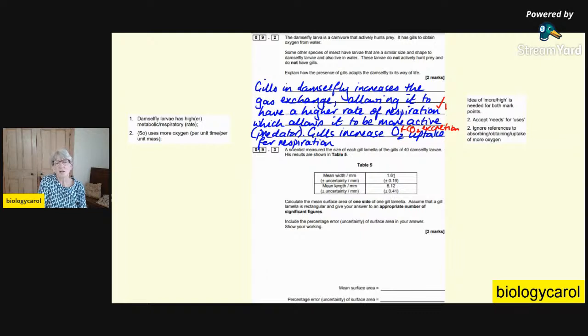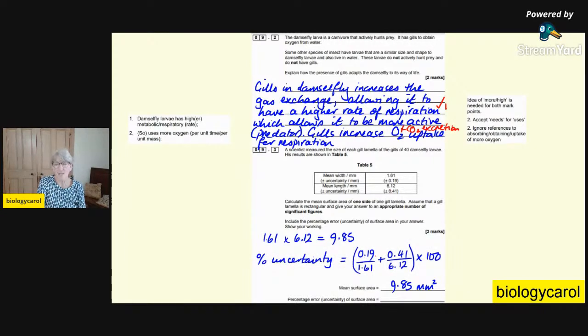9.3, measure the size of each gill lamellae. His results are shown, mean width, mean length with the uncertainty value. Calculate the mean surface area of one side of one gill lamellae. Assume that a gill lamellae is rectangular. And give your answer an appropriate number of significant figures. Okay, well, that's not too hard. It's 1.61 times by 6.12, which equals 2.83. That seemed reasonable to me because both of these go to two decimal places. So that's kind of what I did.